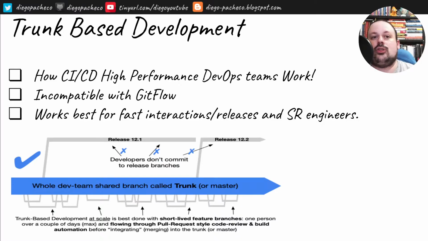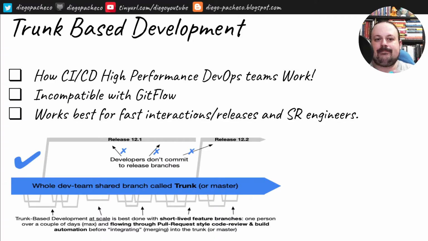All right. So trunk-based development is the way to go. It's what high-throughput, successful DevOps teams do. So basically, I need to say that trunk-based development is incompatible with Git Flow. All right, and we're going to talk more about Git Flow later on. But I just want to say that this is incompatible with Git Flow. So either you do Git Flow or you do trunk-based development.